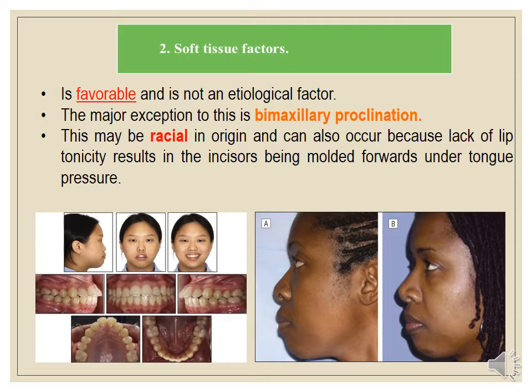The soft tissue factor is usually favorable and it is not an etiological factor, but the main exception is when we have a bimaxillary proclination, which means we have a proclination of the maxilla and the mandible. This can be racial in origin, but sometimes it may happen because we have a lack of lip tonicity, which means we have weak lips to retain the teeth in their position, so they are pushed by the tongue pressure into a more forward position.